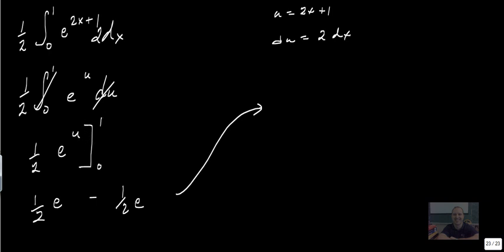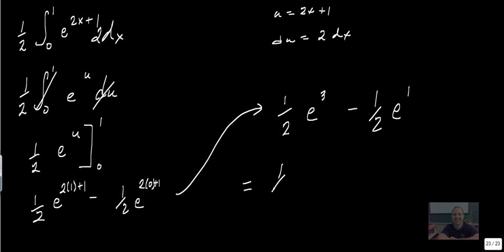But let's just play it safe, and let's say that we have to substitute 2x back in. So this is going to be e to the 2 times 1 plus 1, and this is going to be e to the 2 times 0 plus 1. And then that's going to be 1/2 e to the power of 3 minus 1/2 e to the power of 1. Or you can take out a 1/2 e and write e squared minus 1.